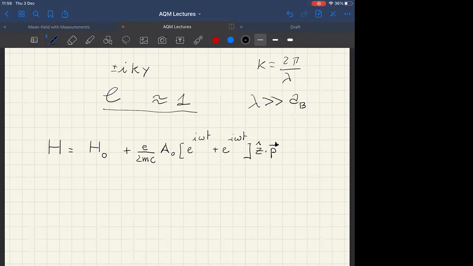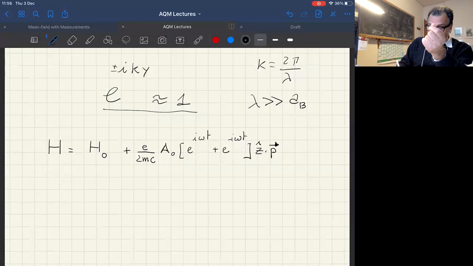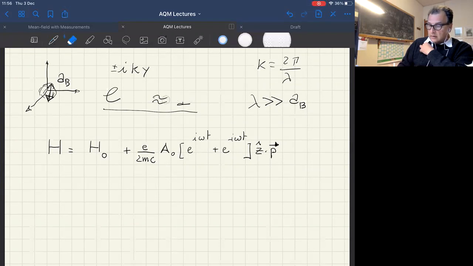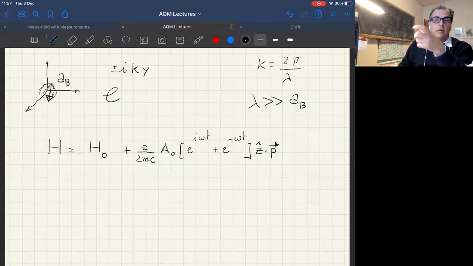Now, the probability to find the electron around the origin is given by something which is the Bohr radius. So I would like to have an estimate of this exponential up to the region in which there is a probability to find the atom, because outside I don't care about this exponential, because the wave function is zero and so I can forget it.